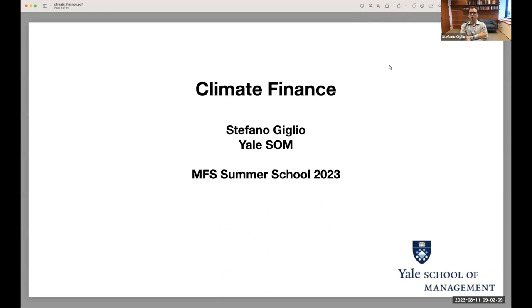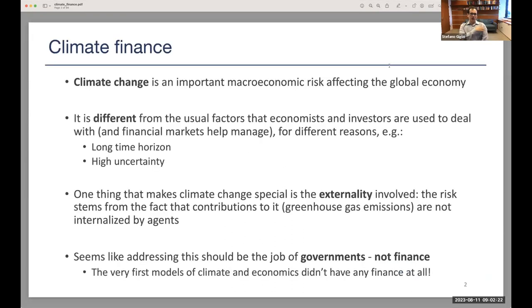What I want to do today is give you a brief overview of this rapidly expanding field of finance called climate finance. This is going to be an overview kind of class. As a motivation, more and more every day, there's more evidence that climate change is indeed an important economic risk that affects the global economy.